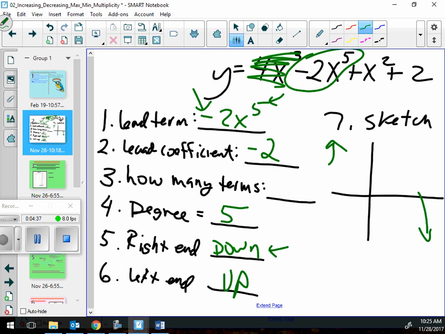And last but not least, how many terms are there? Oh, 1, a 2, a 3. Does that 2 count as a term? Yes, it does. There's 3 terms. That is called, I scribbled one out. Sorry, that counts, yeah, that counts 2, sorry.